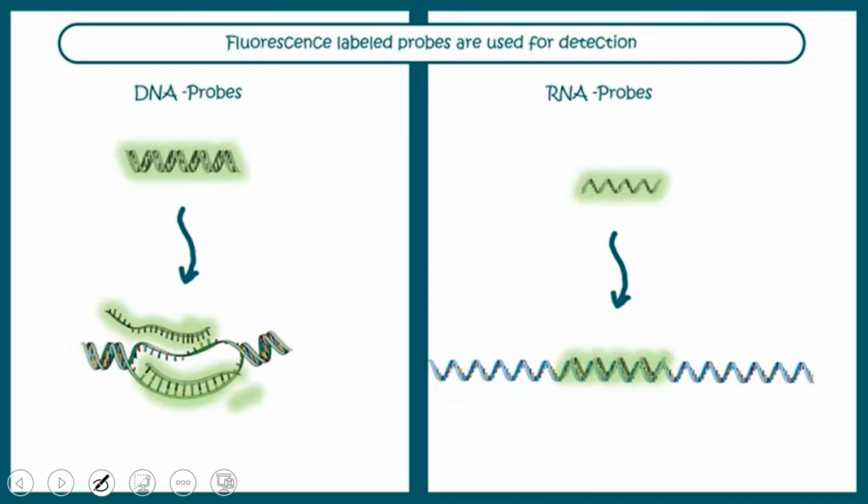This gives you the binding of the probe at specific locations. The probe can be of two types: DNA probes or RNA probes. Normally in biology, a probe is a single strand of DNA or RNA which is complementary to a nucleotide sequence of interest. If I'm interested in a particular sequence, I will make a complementary strand of it, which will be labeled with a specific label.